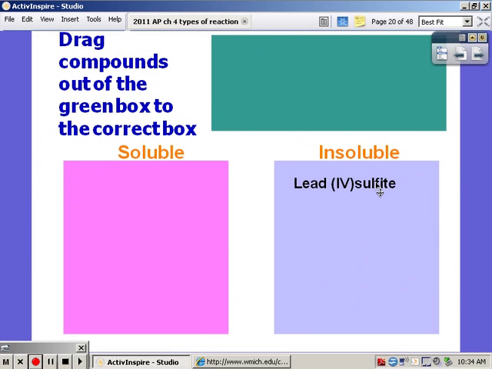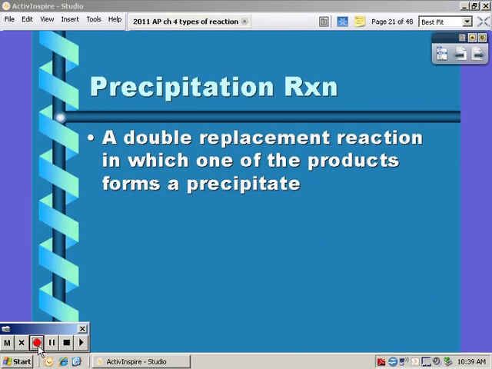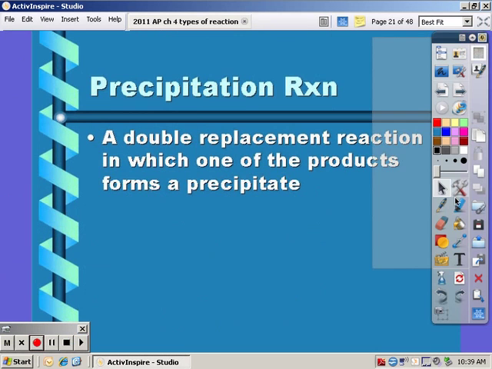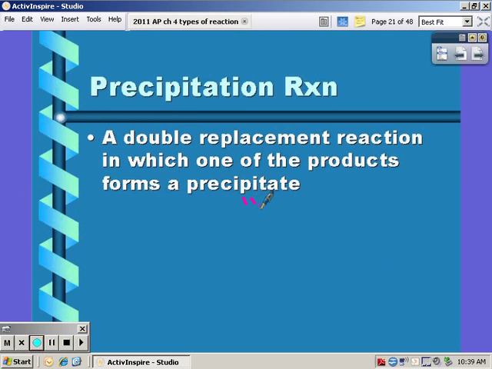You can double check yourself that lead 4 sulfite should have been insoluble. A precipitation reaction is simply a double replacement reaction in which one of the products forms a precipitate. A precipitate is a solid that's formed from a solution. So you have two liquids and a solid drops to the bottom.